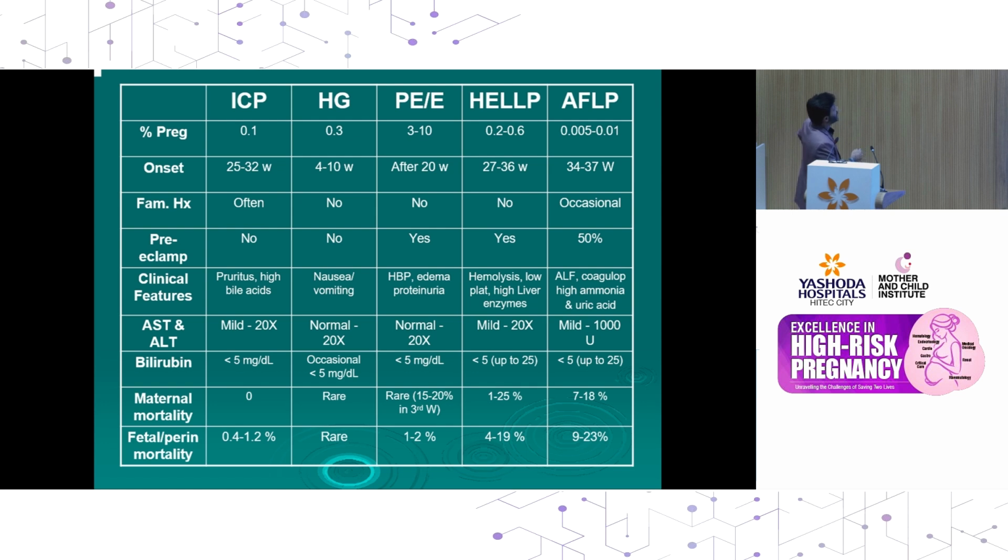This is just a summary slide which shows that these are the different conditions which are unique to pregnancy: intrahepatic cholestasis of pregnancy, hyperemesis gravidarum, preeclampsia, eclampsia, HELLP, and AFLP. Important things to note here is the mortality rates are significantly high with these 3 conditions: the HELLP, AFLP, and the preeclampsia. All of them need delivery promptly. IHCP can be managed conservatively, and fetal mortality is less, but maternal mortality is almost 0 in IHCP.